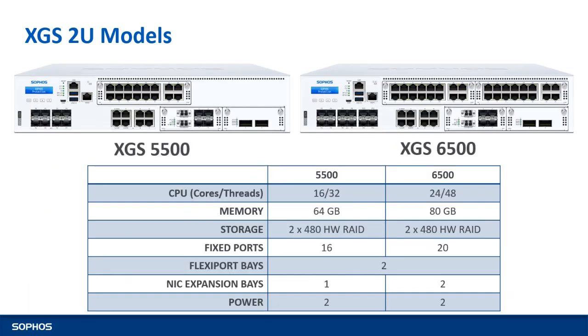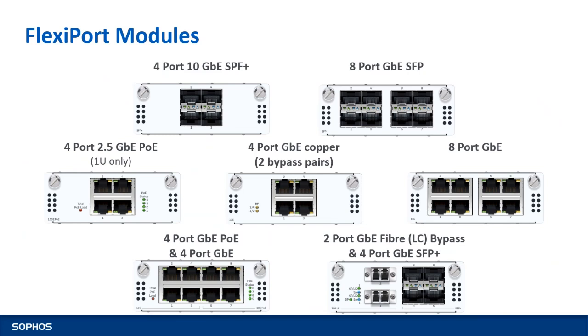And the larger XGS series 2 unit devices include hardware RAID storage, 2 FlexiPort bays, and 2 hot swappable internal power supplies. These devices also include one or two NIC expansion bays, which can be used to add a module. And here you can see the FlexiPort modules that are available for 1 unit and 2 units, apart from the 4 port PoE 2.5 gigabit Ethernet, which is only available for the 1 unit models.